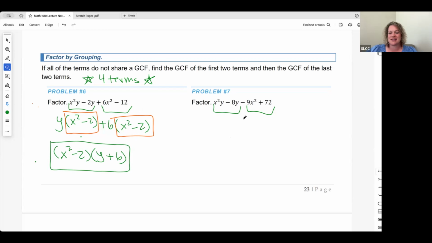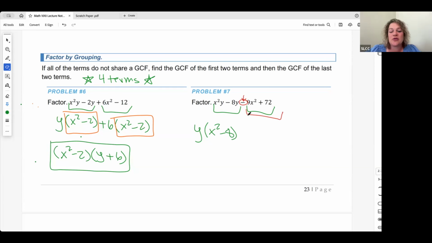What about problem number 7? What can I take out of the first two terms? A y, and I'm left with x squared minus 8. And what do I take out of the next two terms? Remember what we said in a previous video? If your first term is negative, take out the negative. Even though it's just part of this group, if the first term in this group is negative, factor out a negative. Okay, so I'm looking at this second group.